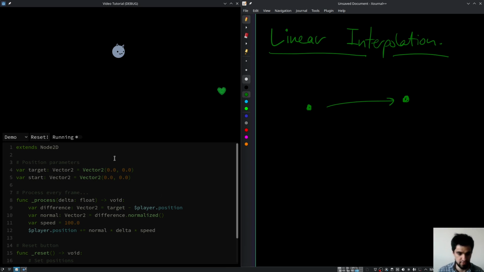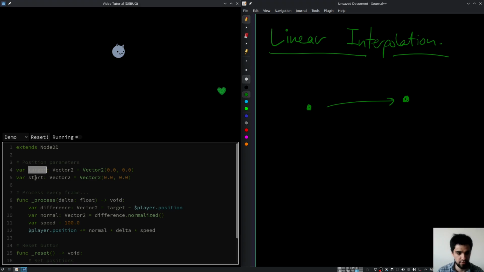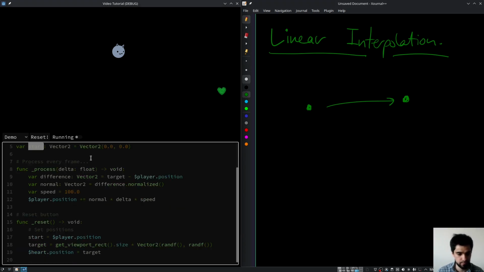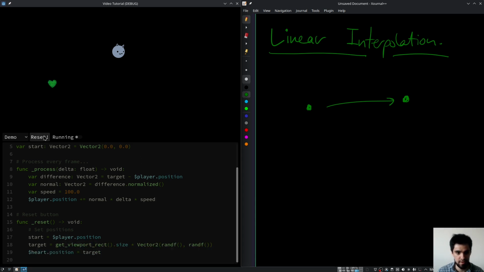So let's just look at the code that we have here. We have two vectors. This is the target and the start position. Whenever I press the reset button, the start vector is set to the player's position, and the target is randomized, and the heart's position is set to the target. So as you can see, every time I press the reset button, the heart changes position to a random place.